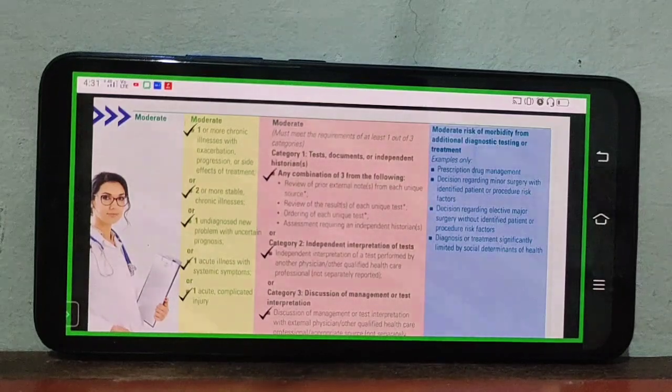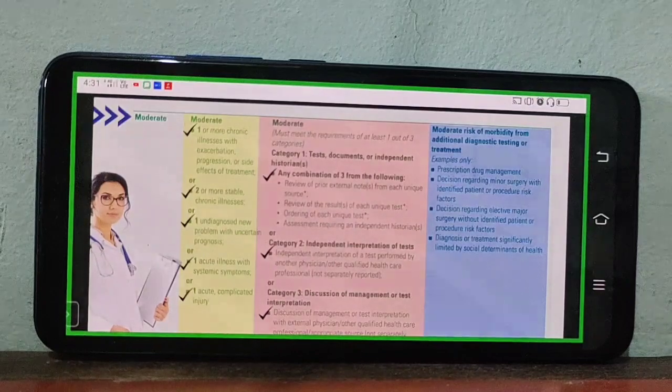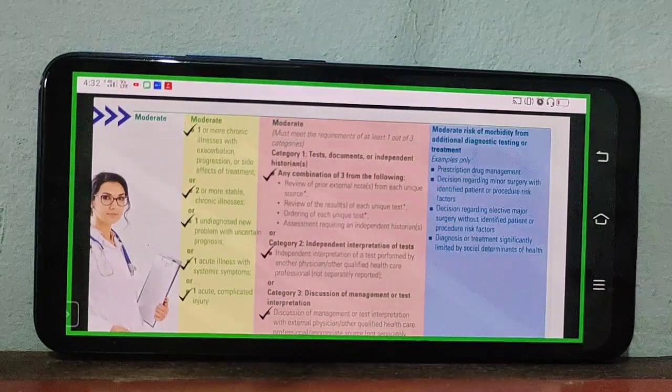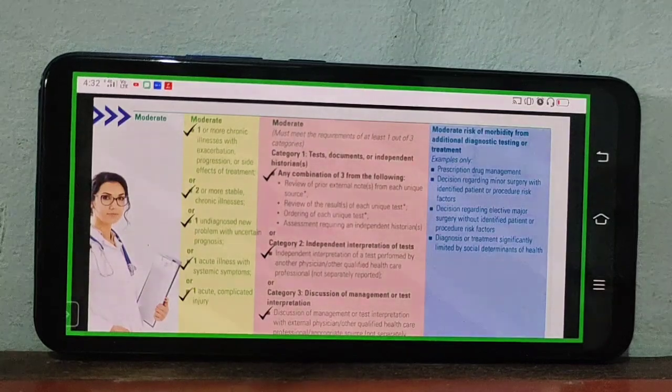Interpretation of the test means, for example, usually if a nurse takes the X-ray, based on that X-ray the doctor finds out the abnormalities and gives the result. Here, the nurse did not give the result. The nurse just takes the X-ray. But doctors analyze the image, find out the abnormalities and give the result. So that is interpretation of test. Did you understand now?